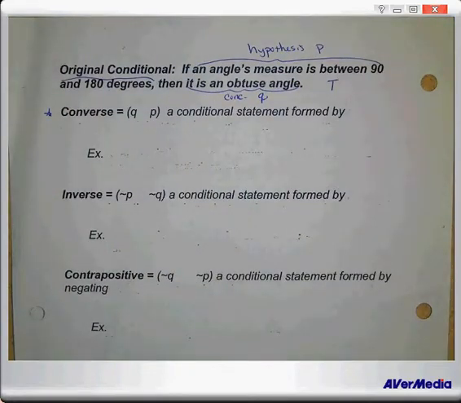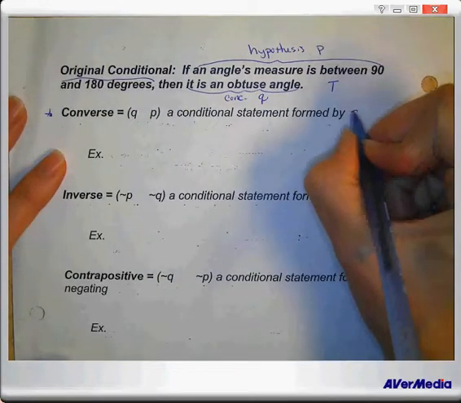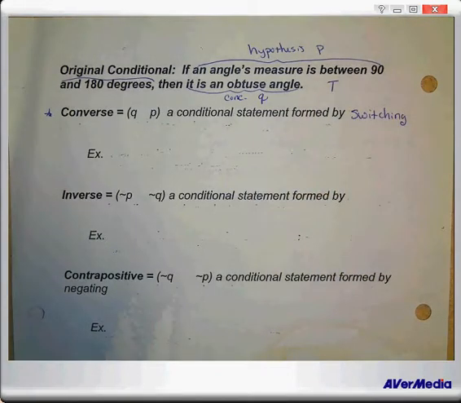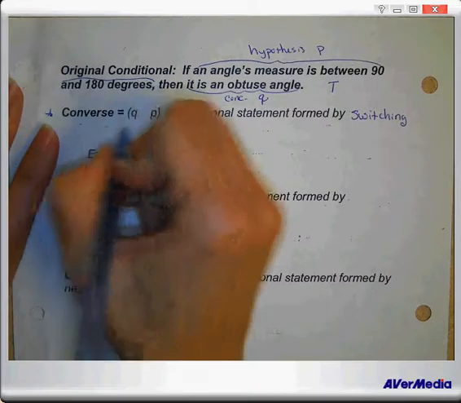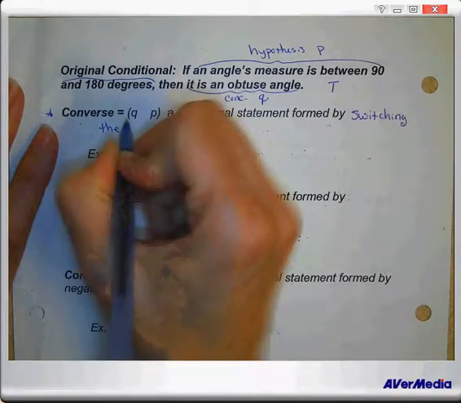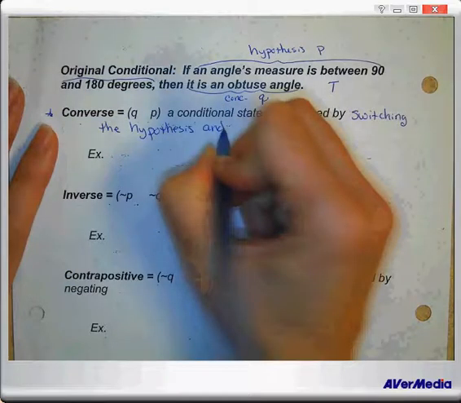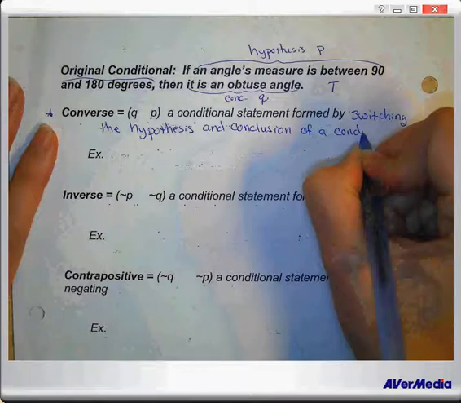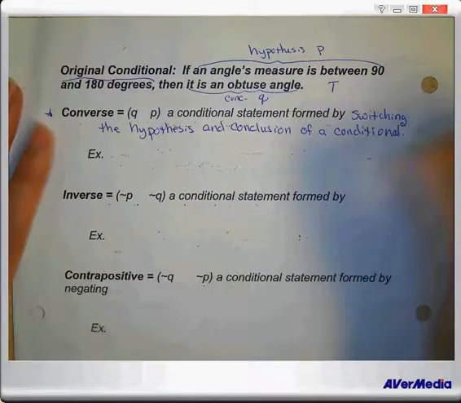And the first one is the converse. The converse is a conditional statement formed by switching our hypothesis and conclusion of a conditional. But notice what changes here. The Q and the P switch spots. Notice the words if and then don't move. So what would be the converse of our first statement up above would be the following.